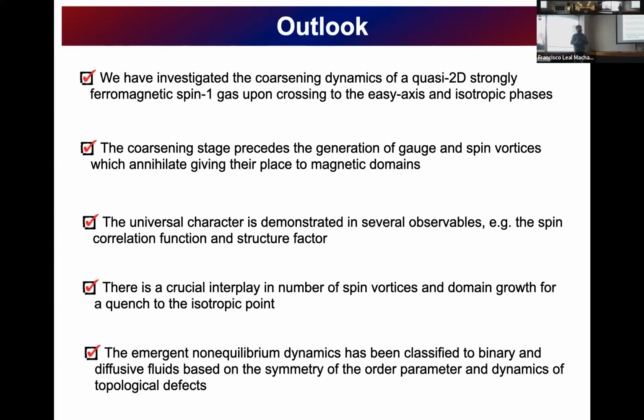We have demonstrated the universal behavior of the gas with different observables, like the structure factor of the spin correlation function. We have seen the crucial interplay between the spin vortices in the isotropic point for the critical exponents. And finally, we have classified all these non-equilibrium dynamics based on the order parameter of the post-quench state and the dynamics of the topological defects that emerged before the coarsening stage.